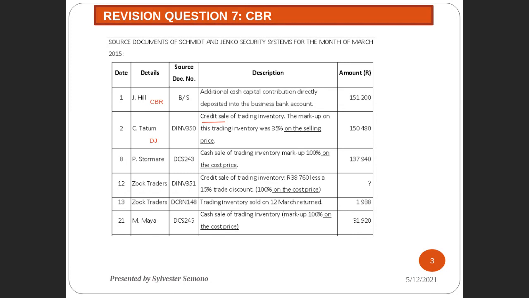What do you think about the 8th? On the 8th, cash sales of trading inventory. Can you see now? Now we've got cash sales of trading inventory. Where do you think we can record this one?